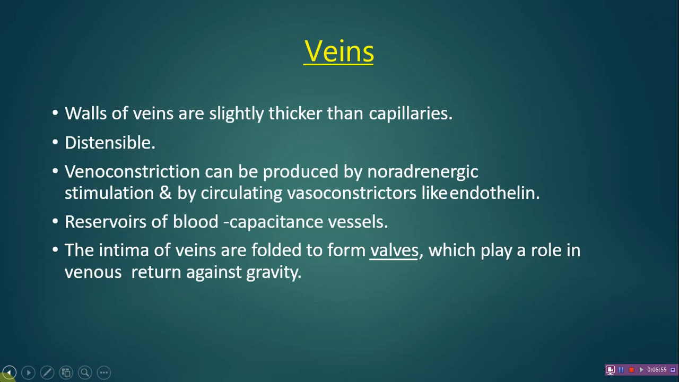Now coming to the veins. We know that the walls of the veins are slightly thicker than capillaries. Though they contain relatively little smooth muscle, they are distensible. Considerable venoconstriction can be produced by noradrenergic stimulation and by circulating vasoconstrictors like endothelin. As the veins act as reservoirs of blood, changes in venous tone are important in circulatory adjustment. These are called capacitance vessels. The intima of the veins is folded to form valves, which play a role in venous return against gravity. However, these valves are absent in very small veins, great veins, and veins from the brain and viscera.